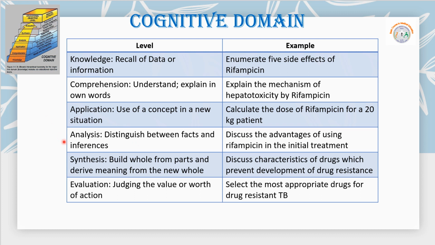And the next higher level is synthesis. If I ask the student to discuss characteristics of drugs which prevent development of drug resistance, we want to build a whole from parts and derive meaning from the new whole. And the highest level of this cognitive domain is evaluation. Then we ask the student to select the most appropriate drug for drug resistant TB. Here the student is judging the value or worth of an action. So in this way there is a hierarchy of the cognitive domain.